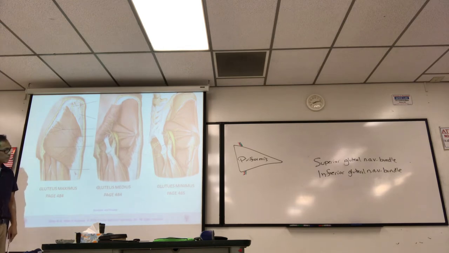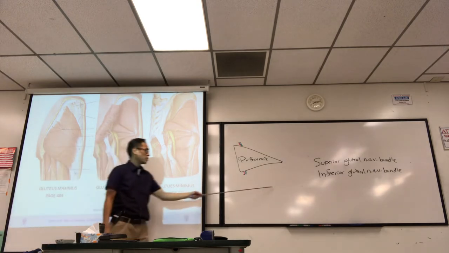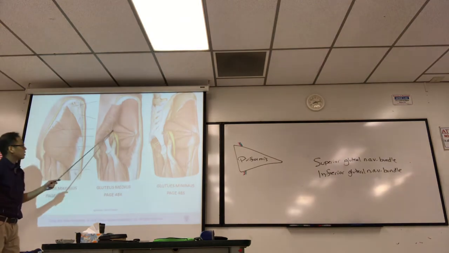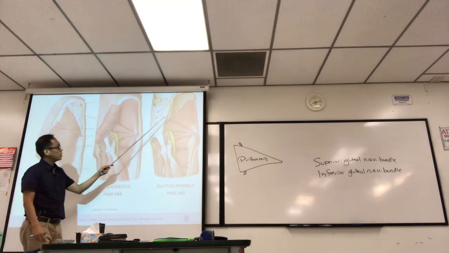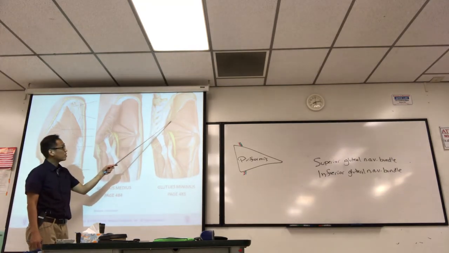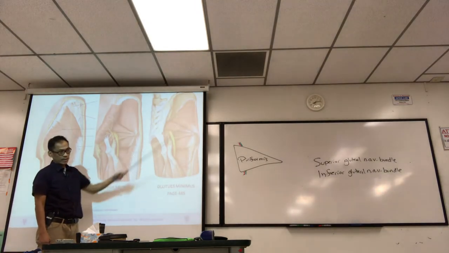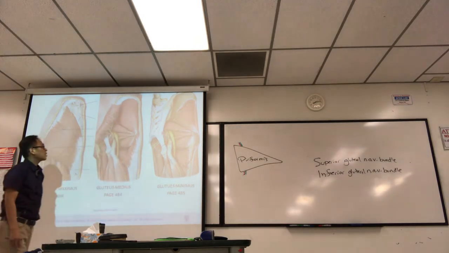What I also like about this figure is it shows you how, for example, the inferior nerve, artery and vein bundle is innervating the glute max. On this picture here, you can see how the branches of the superior gluteal artery are supplying blood to gluteus medius. Okay.